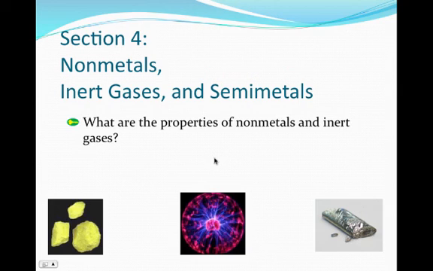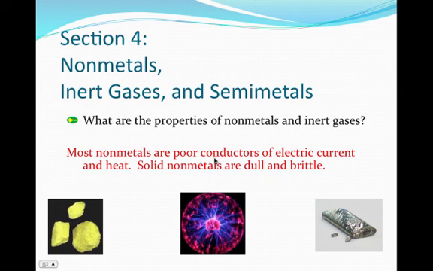Properties of nonmetals and inert gases. Most nonmetals are poor conductors of electrical current. So if you think of sulfur, it's not going to conduct a lot. You don't think of it as a conductor. And most of them are not going to conduct well, and they're solid, dull.